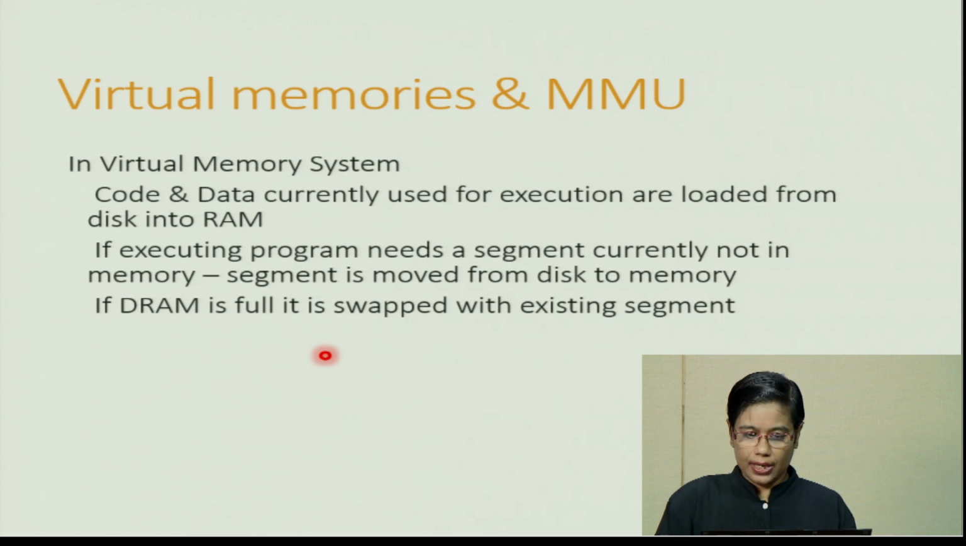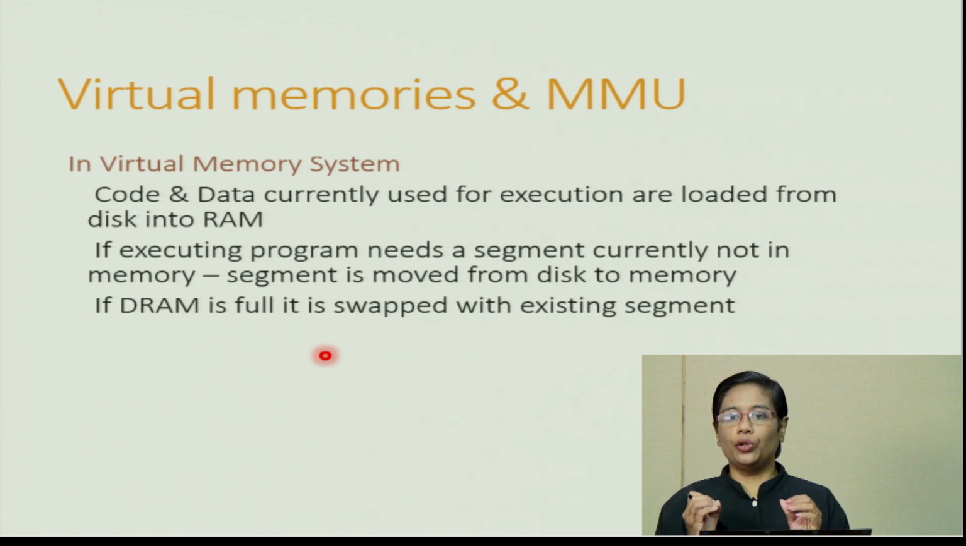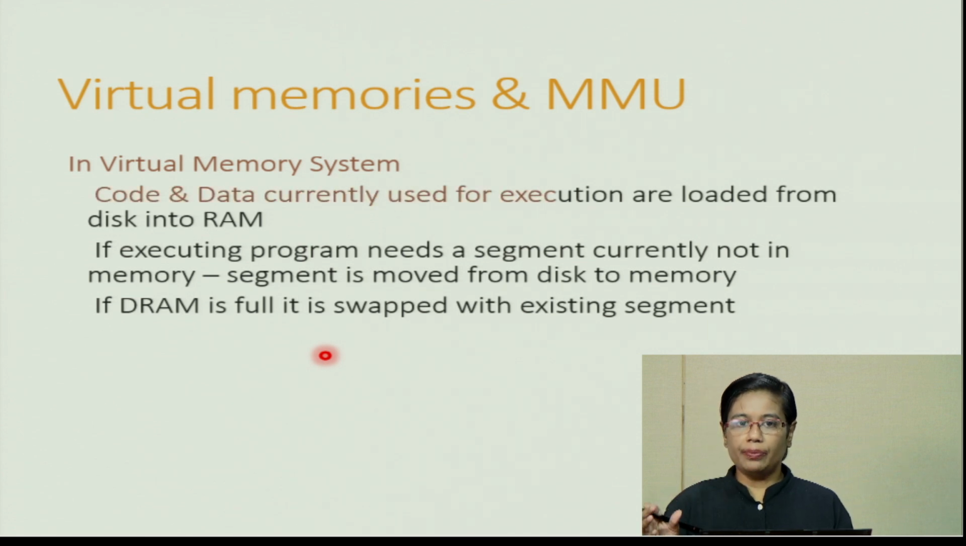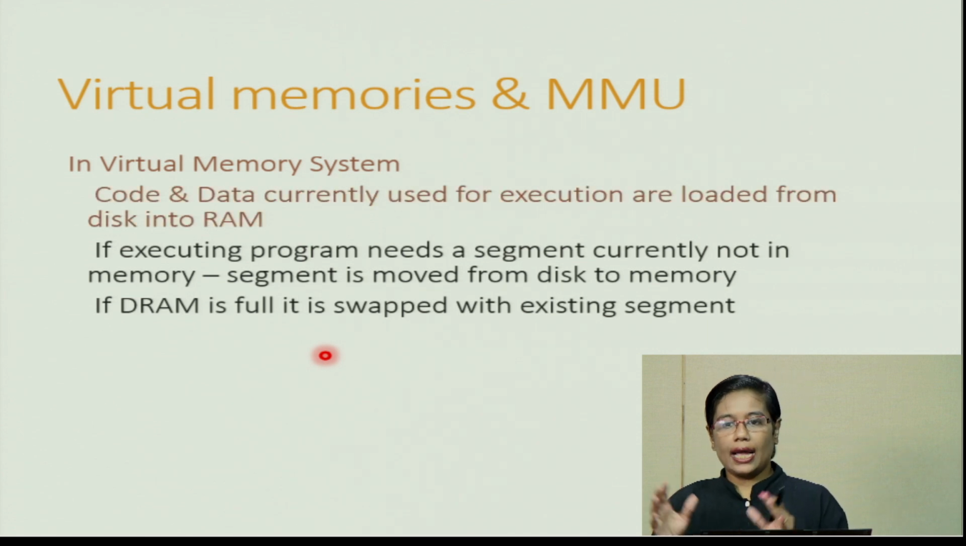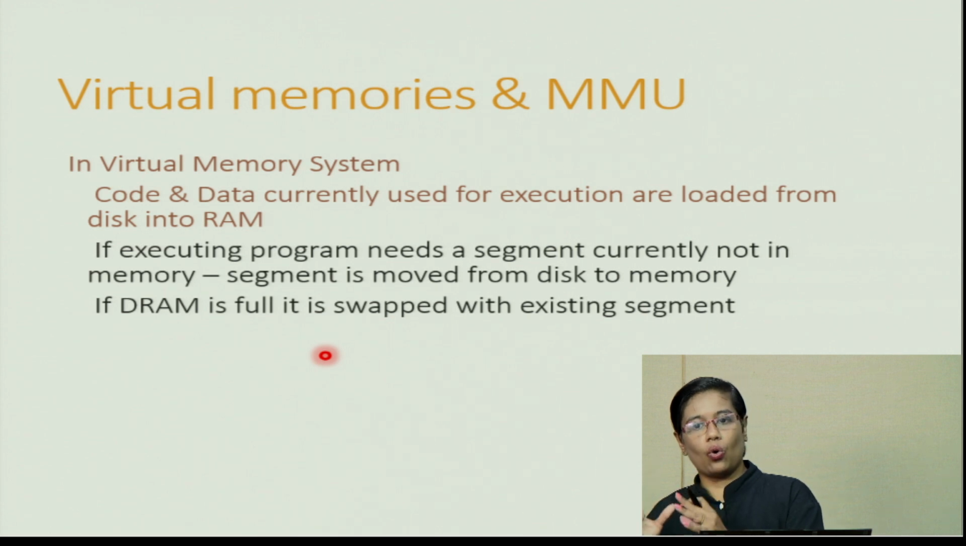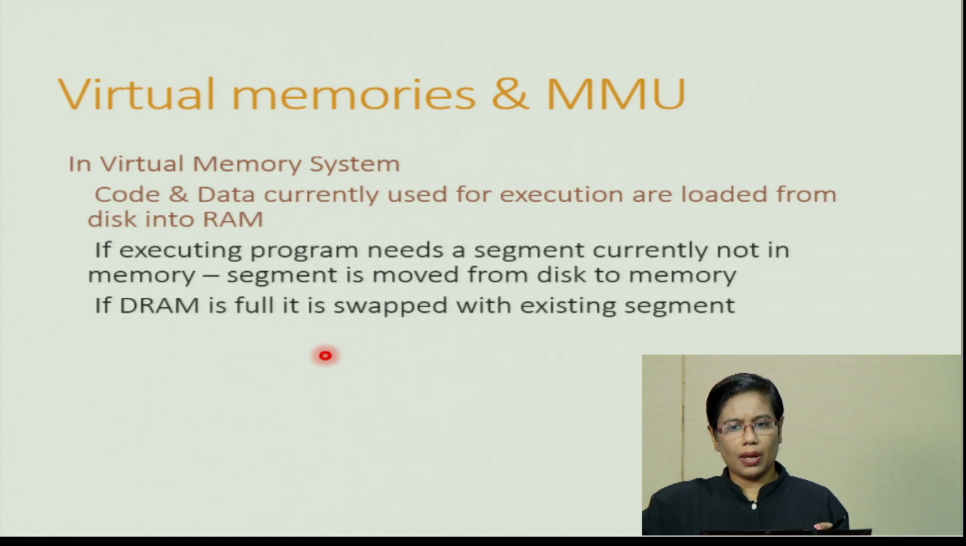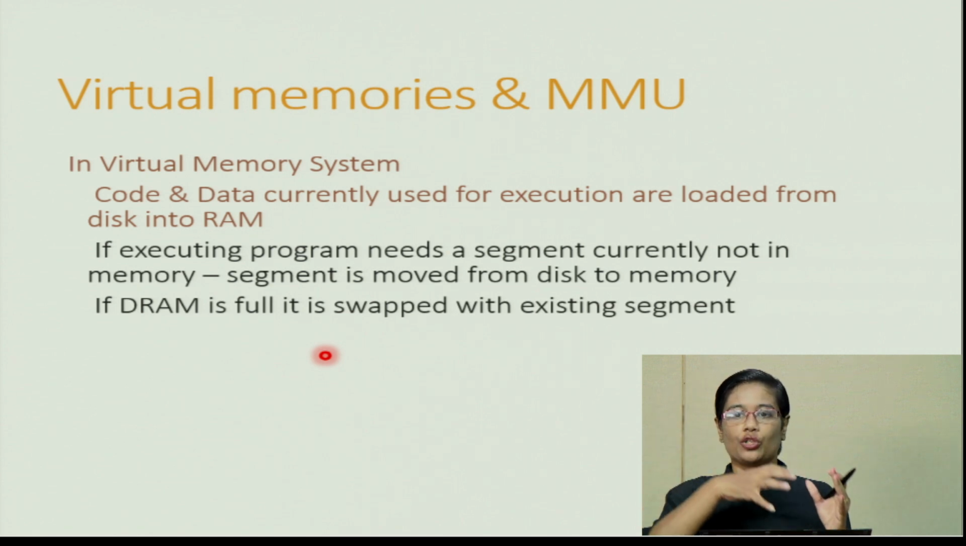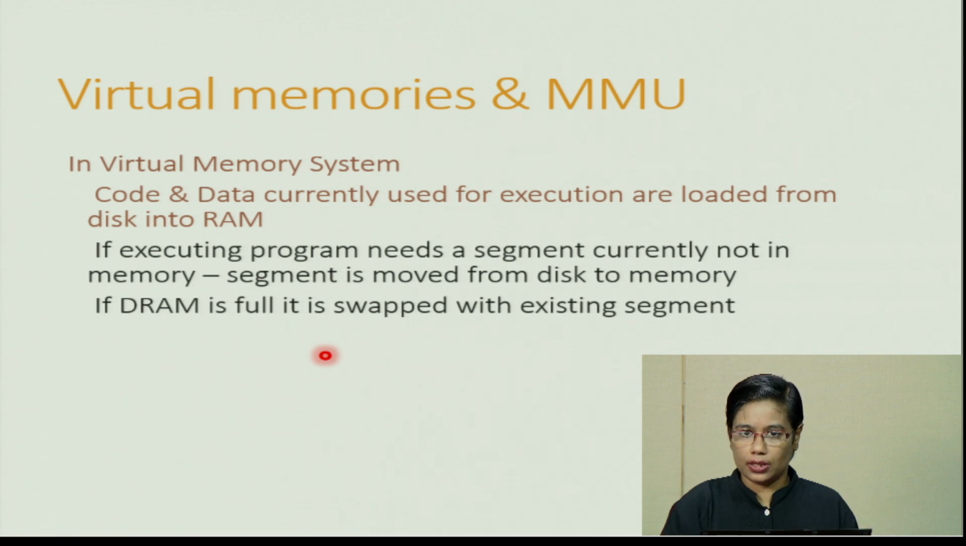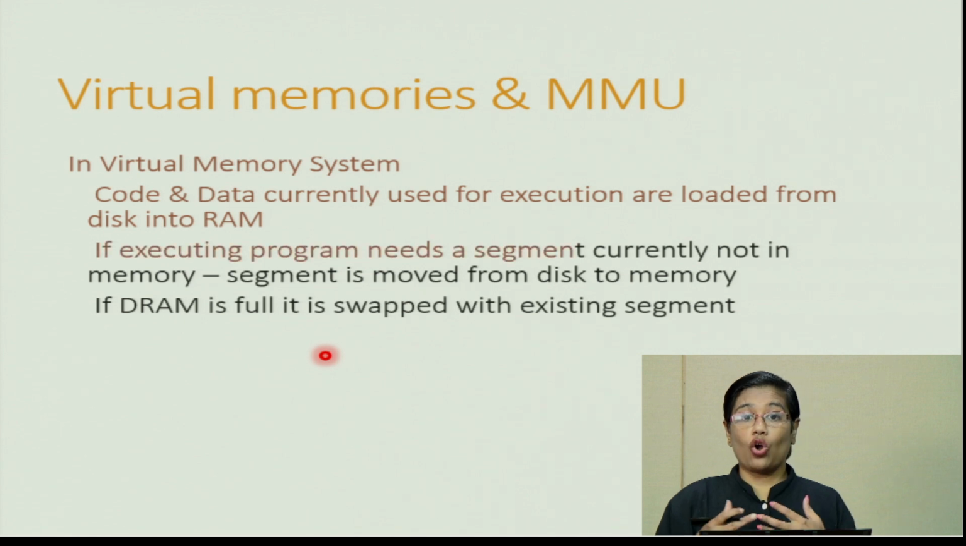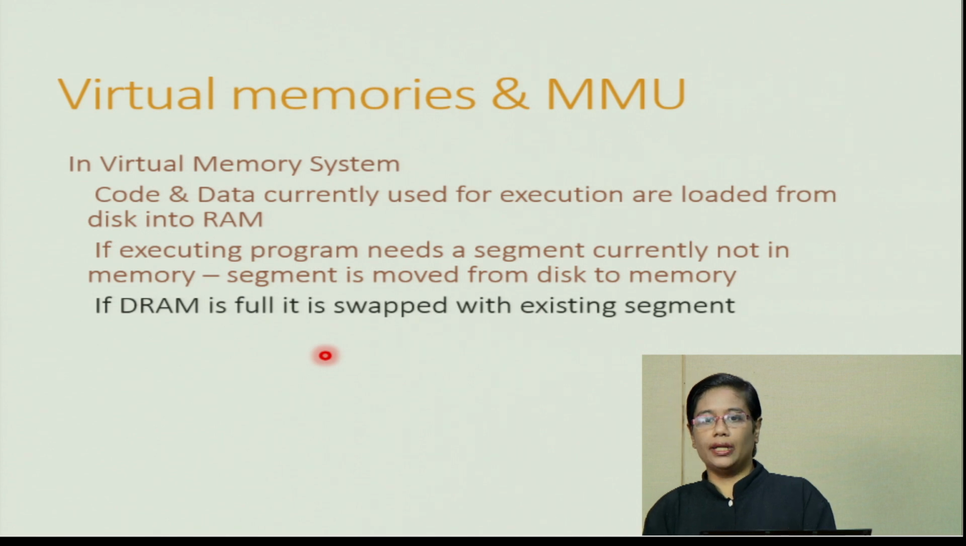So in a virtual memory system, it is not necessary that the code and data, all of it should be present. Code and data which are currently going to be executed are loaded from the disk into the RAM. So anytime a task is going to be executed, the code or the data will be transferred from secondary memory to primary memory. Secondary memory is our disk. So from the disk, it is going to be transferred to the main memory of the processor. Now, if the executing program needs a segment which is currently not present in memory, then that particular segment will be moved from the disk to memory.